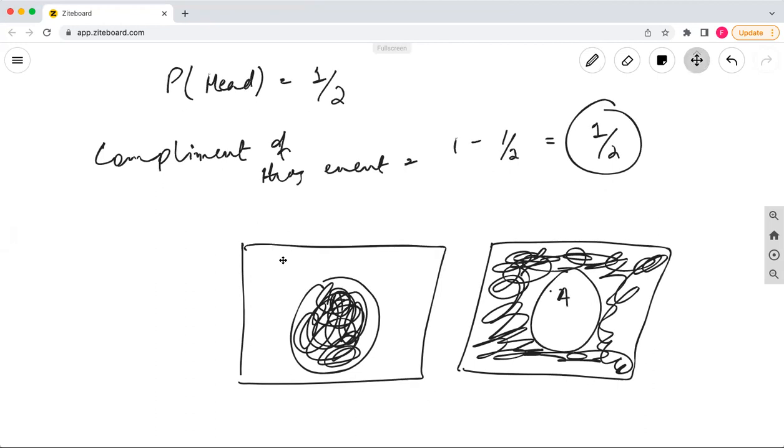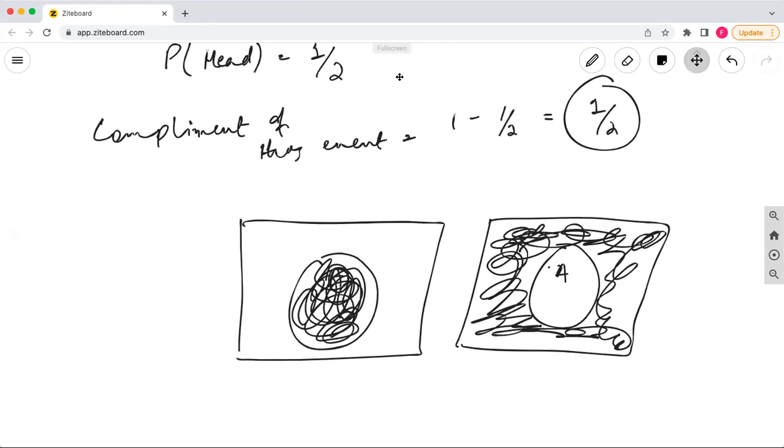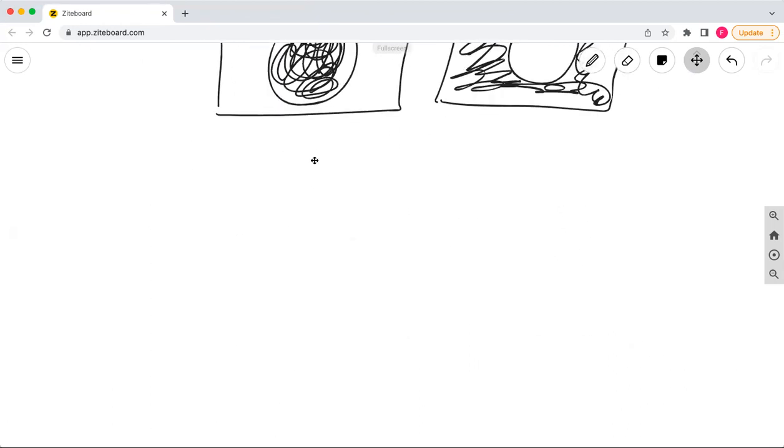Okay, so this was just an idea about the complement. And shall I move forward? Because these are very basic things I believe all of you should know, and probably all of you already know. Shall I move forward? Okay. We have discussed this.